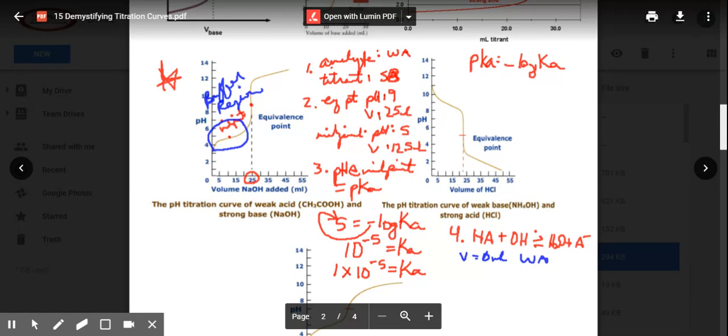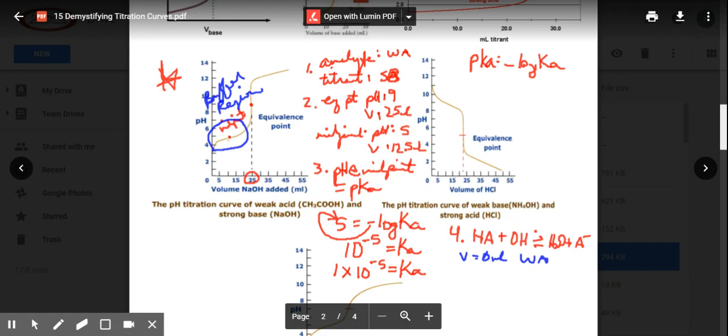Okay, so basically a buffer keeps the pH from changing. And we see that, right? Because our pH is not changing very much, until we get to the spike here. So that is why we have a buffer region here.